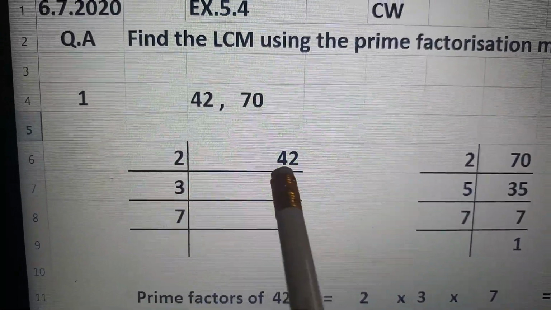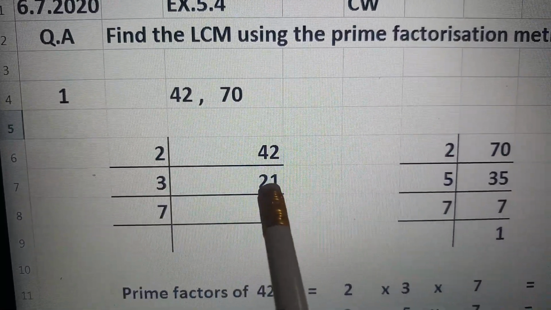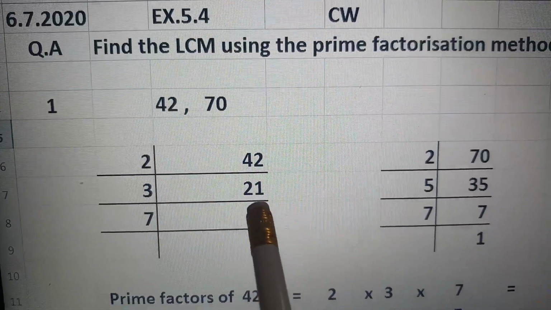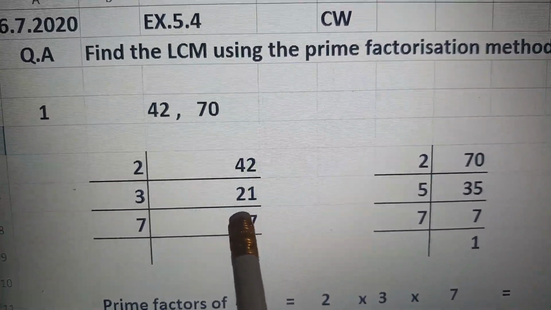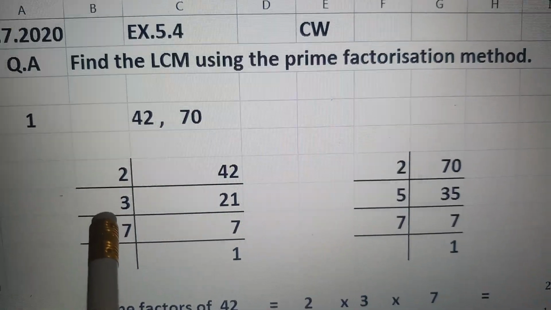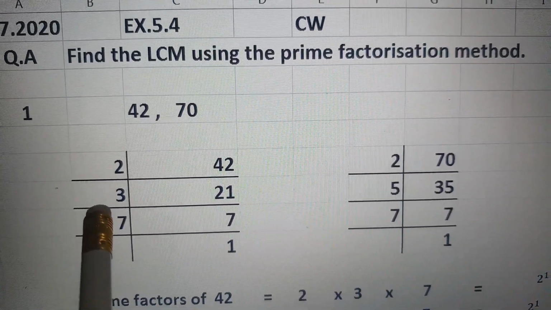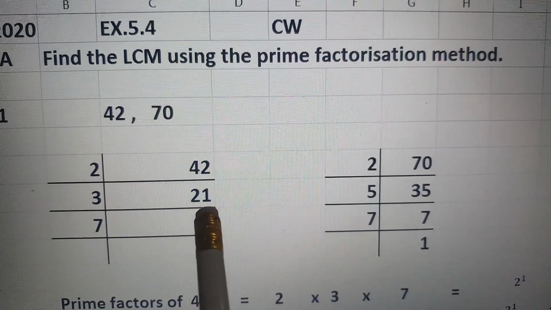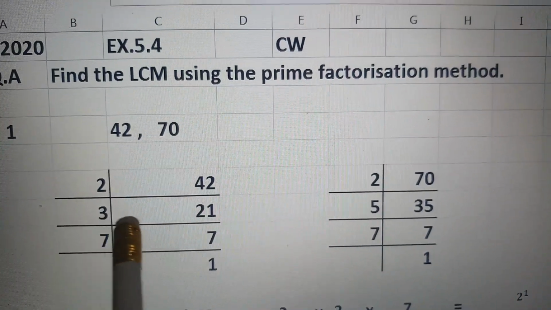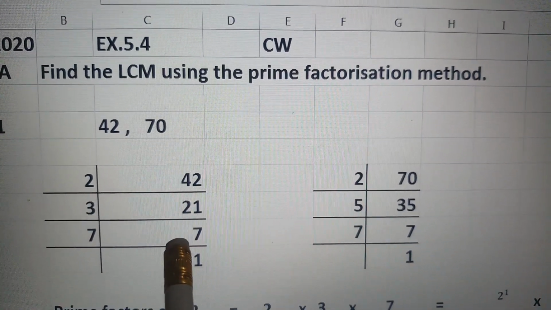So 42 divided by 2 is 21. Now we see 21 is an odd number. It cannot be divided by 2. So the next prime number is 3. We will divide 21 by 3 and the quotient is 7.